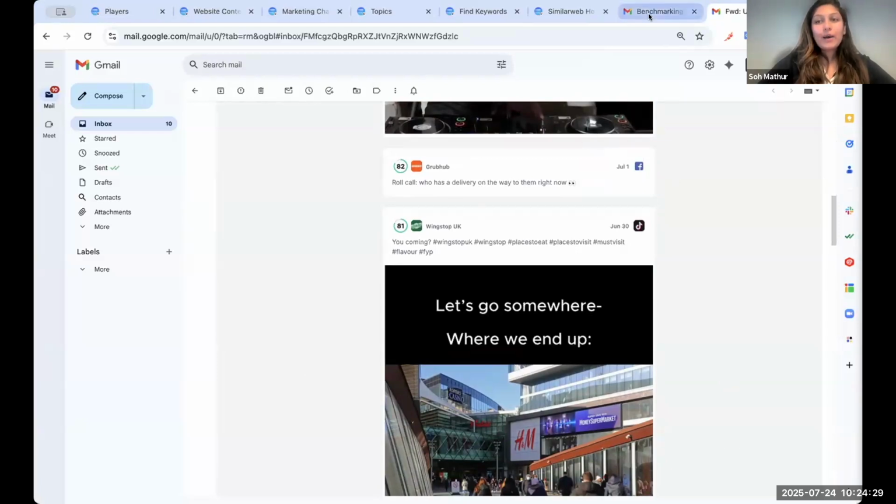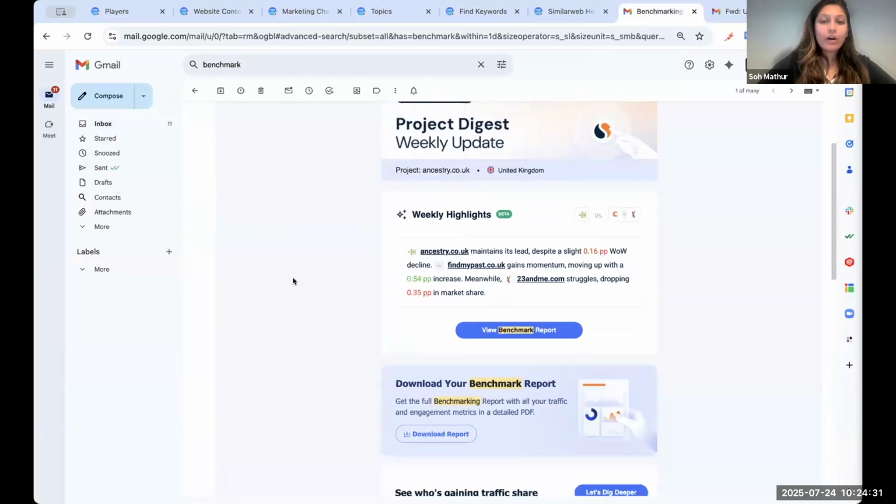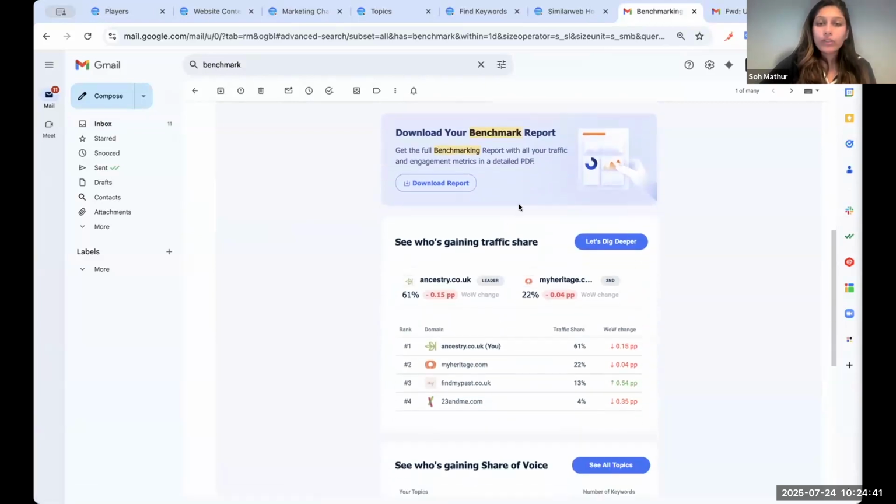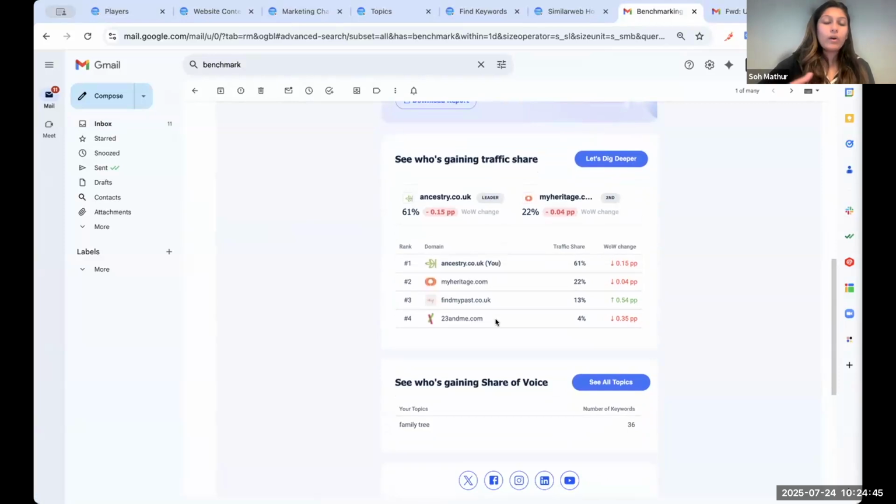That said, you can also see an example of the weekly update that you get in your email for that project that we just created for Space NK. So it would give you weekly highlights in terms of your traffic share. You can download this as a PDF and share it internally as well. And you can see who else is gaining in the last week or so.